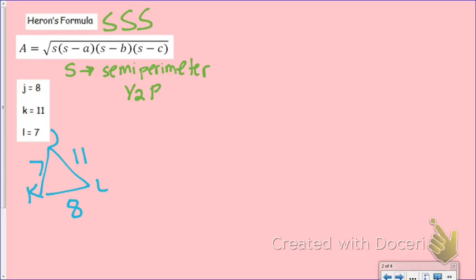So in order to use this formula, I need to find what S is first. So S, I'm trying to make those not look like 5s, is going to be 8 plus 7 plus 11 divided by 2. So that's going to give me a semi-perimeter of 13. So I'm just going to plug these numbers into the formula.